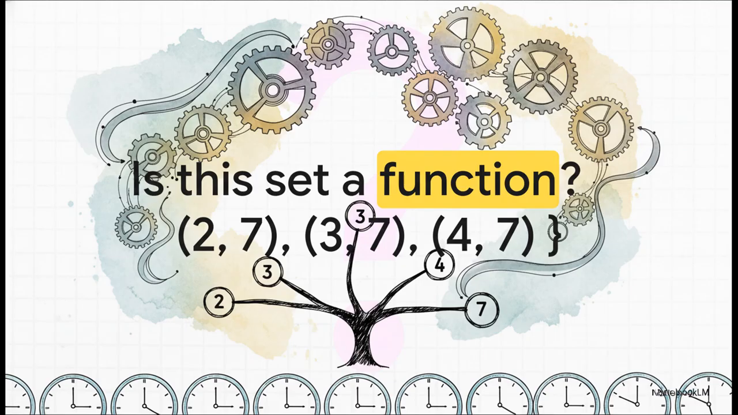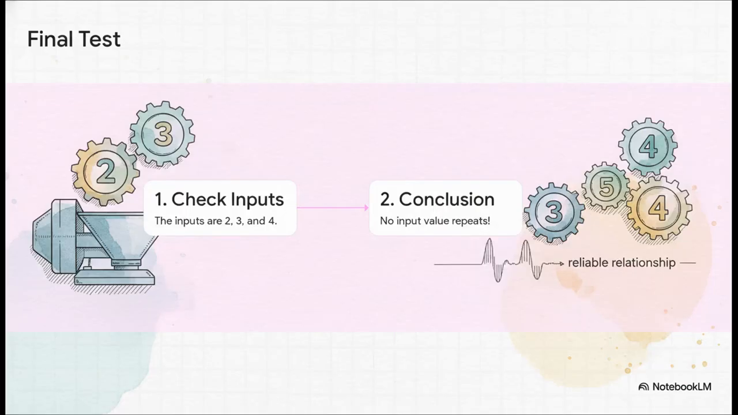Okay, final test. And I'm going to warn you, this one is designed to trip people up, so really think about our vending machine rule. Is this set of points a function? We've got 2, 7, 3, 7, and 4, 7. So let's run our check. What are the inputs? What are the x values? They are 2, 3, and 4. Does any input value show up more than once? Nope. Every single input is unique.